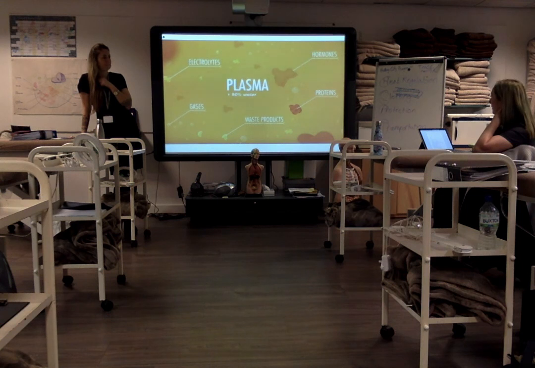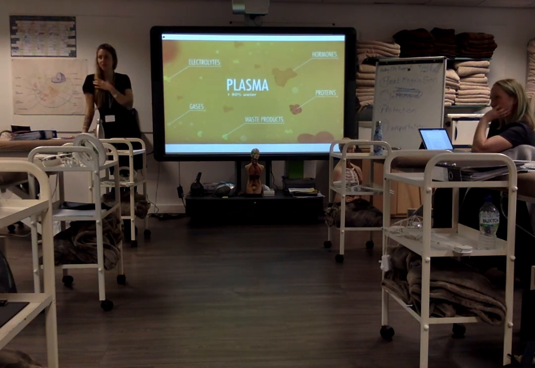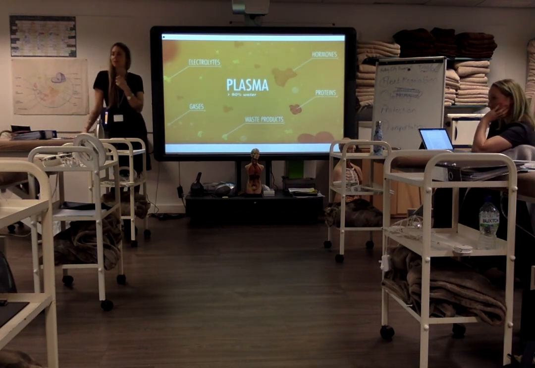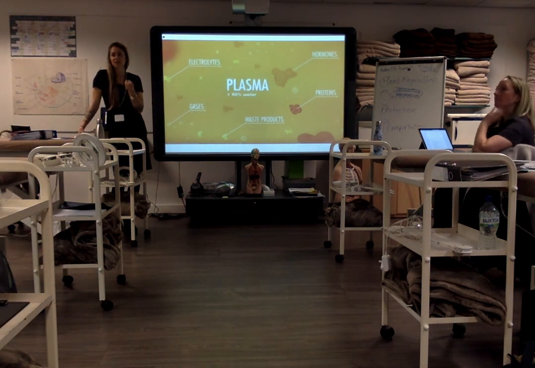Plasma, erythrocytes, thrombocytes, and leukocytes. Leuco is white. Kim? Plasma, erythrocytes, leukocytes, and thrombocytes. Ada? Plasma, erythrocytes, leukocytes, and thrombocytes. Yes, nice one.